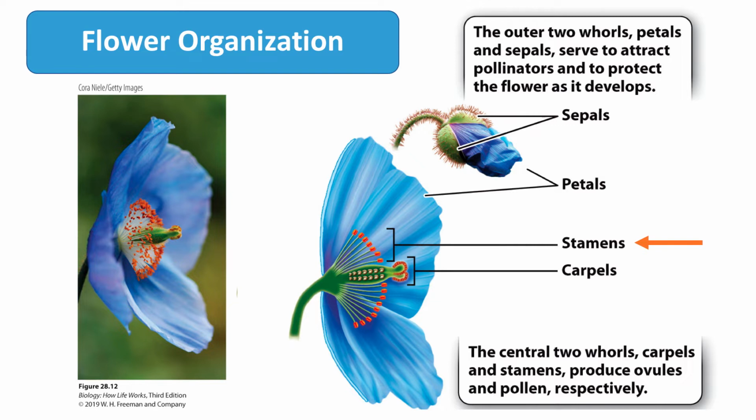The next whorl out and surrounding the carpels are the stamens. Stamens are typically made up of a thin stalk called a filament that supports a structure called an anther. Within the anther, the male gametophyte or pollen develops. In some plants, the stamens are more leaf-like with sporangia on their surface.